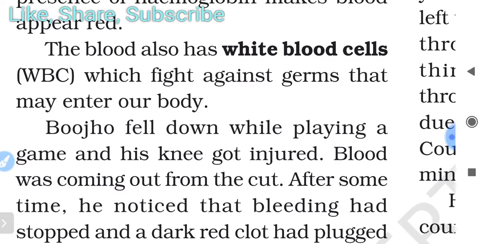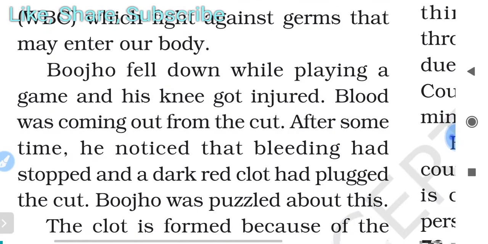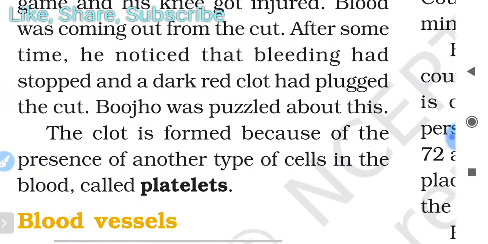Bujo fell down while playing a game and his knee got injured. Blood was coming out from the cut. After some time, he noticed that bleeding had stopped and a dark red clot had plugged the cut. Bujo was puzzled about this. You also get injured sometimes like this, and you also see a dark clot plugged at the place where you have been injured or cut.